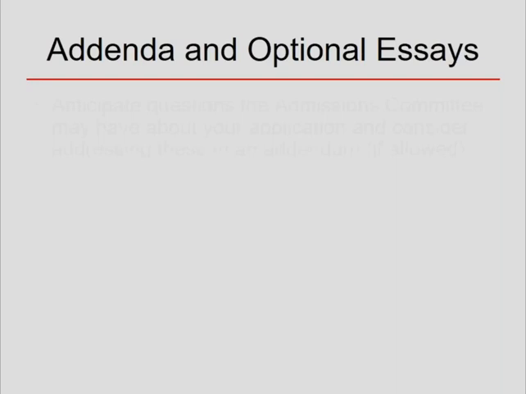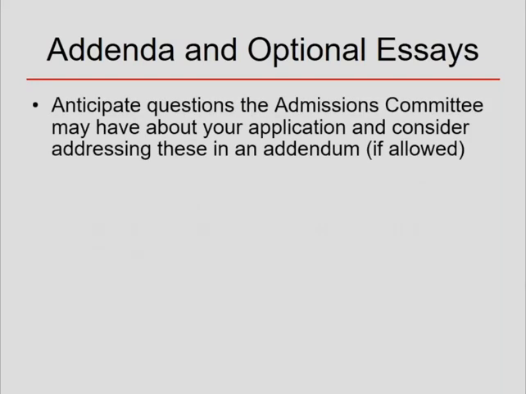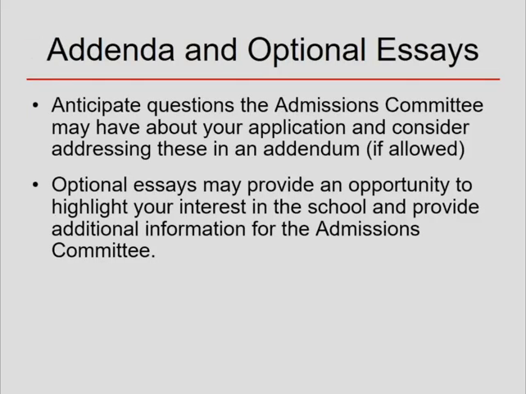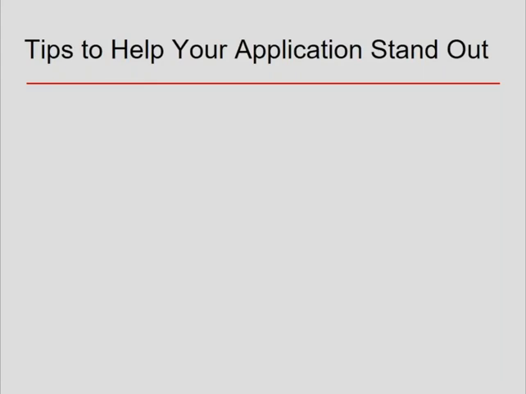So addenda and optional essays. You will want to anticipate questions the admissions committee may have about your application and consider addressing these in an addendum if it's allowed. Optional essays may provide an opportunity to highlight your interest in the schools and provide additional information for the admissions committee. Consider writing optional essays to at least 2 to 3 of your top law schools.